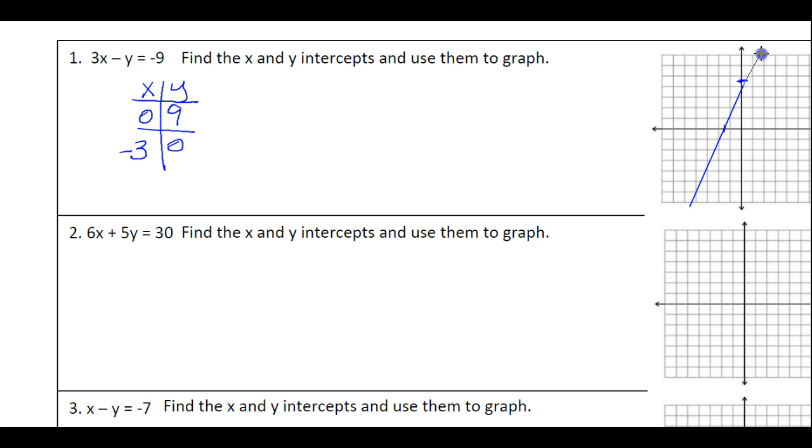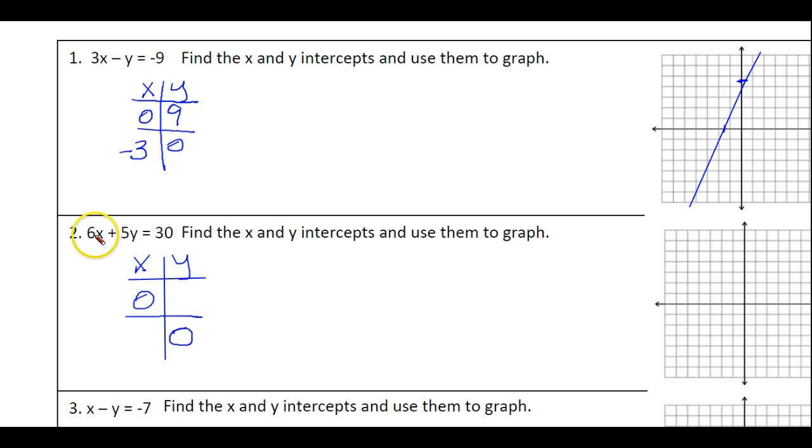And what did we use to graph it? I'm a little bit off, but we use the X and Y intercepts. So again, we're going to use the X and Y intercepts. And see what you come up with.